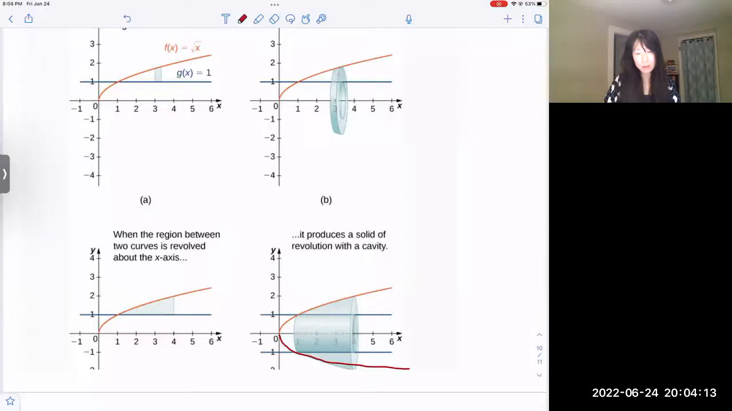Yes. Yes, okay. Now, yes, then let's talk about the formula, okay?